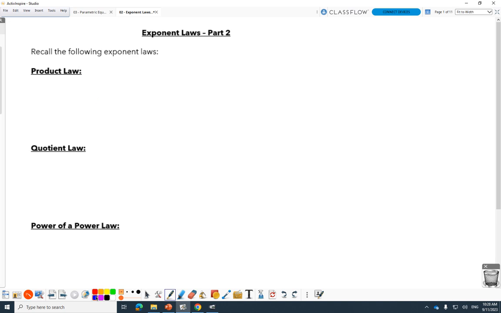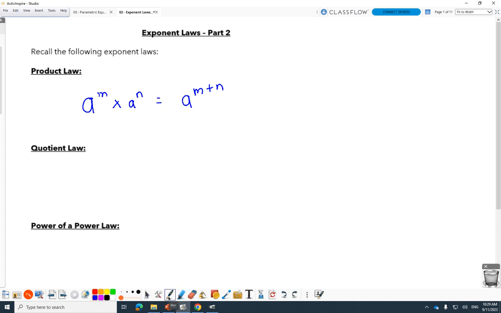The product law says if you've got some power, a to the m, and you're multiplying that by a to the n, bases the same, then you can just add the exponents. That's the story with exponent laws so far.